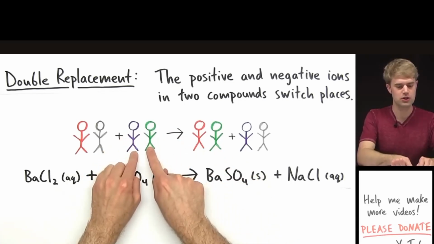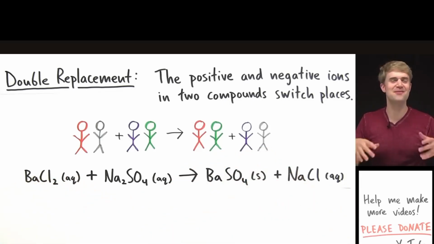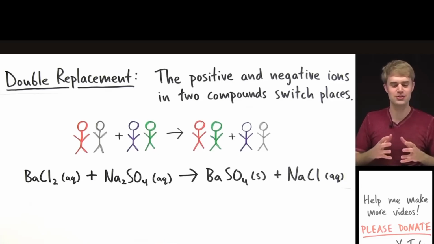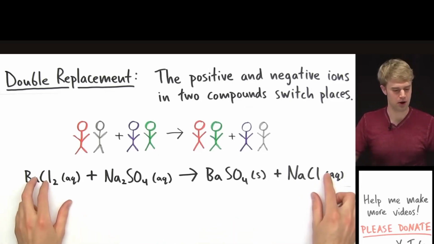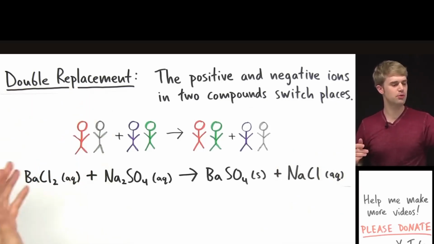And the purple, which used to be with the green, ends up with the gray. Nobody gets kicked out. Nobody's sad up against the wall with their cell phones. We're just switching dancing partners. So here is a chemical equation that shows a double replacement reaction.